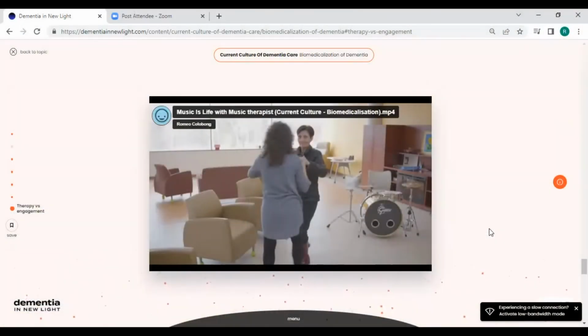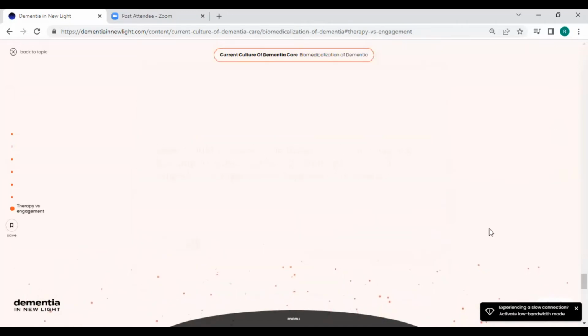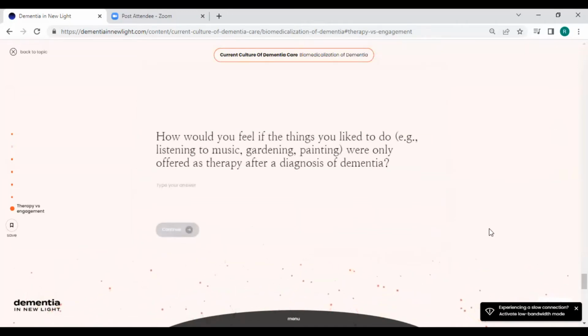We ask learners the following reflective question. How would you feel if the things you like to do, e.g., listening to music, gardening, painting, were only offered as therapy after a diagnosis of dementia?